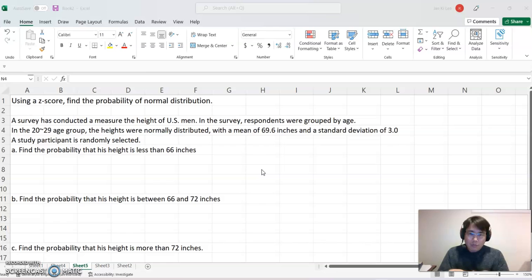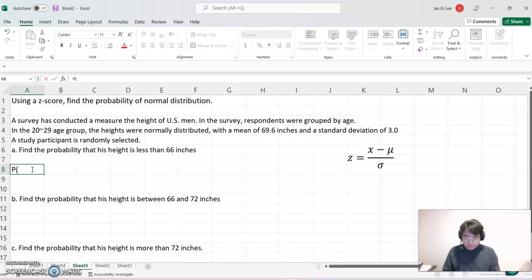Whenever we solve this problem, we usually use the Z formula. The Z formula is the x data value minus the population mean, over sigma. That's the way to use the calculator to find our Z score. But this time we don't use this Z formula. Instead, we use Excel. So let's begin.